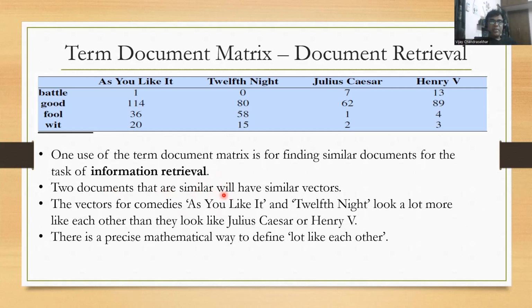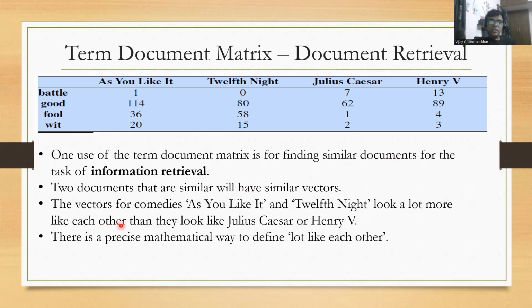Two documents that are similar will have similar vectors. I think we understand that now. The vectors for comedies, apparently As You Like It and Twelfth Night were comedies, look a lot more like each other than they look like Julius Caesar or Henry V. That is, the counts are almost the same for As You Like It and Twelfth Night as compared to As You Like It and Julius Caesar, and As You Like It and Henry V. Okay.